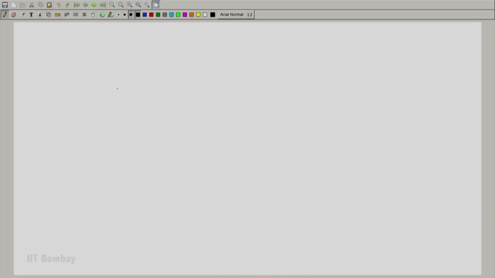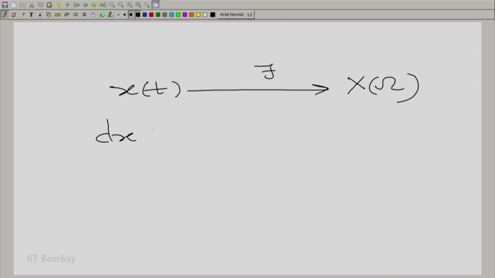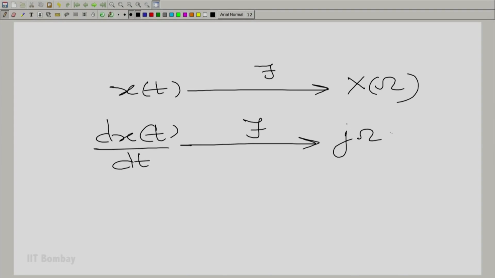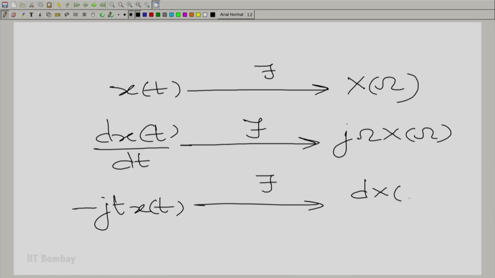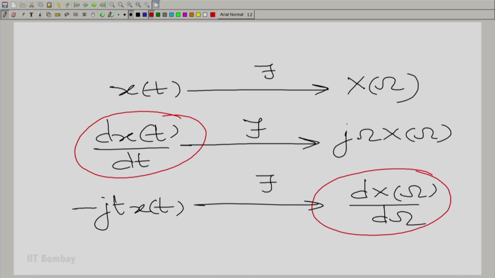So, we said that if x(t) has the Fourier transform capital X of omega, then dx(t)/dt, we derived all this in the previous session, has the Fourier transform j omega X(omega), and minus j t x(t) has the Fourier transform dX(omega)/d omega. Of course, we can always write down corresponding expressions or properties with the cycles per second frequency, and I leave it to you as an exercise to do that. I am going to now give you that exercise, but before that let us identify the duality here.